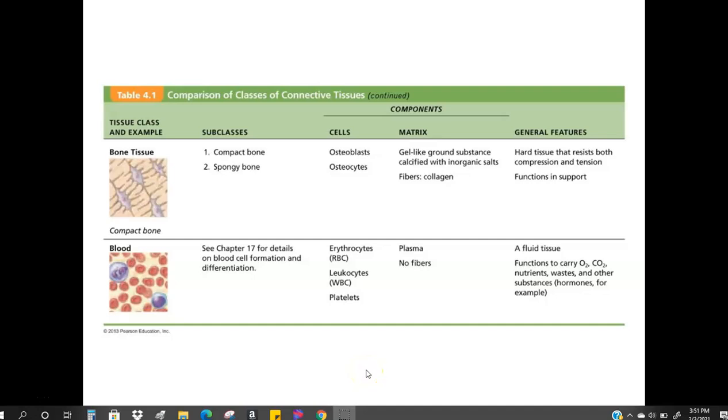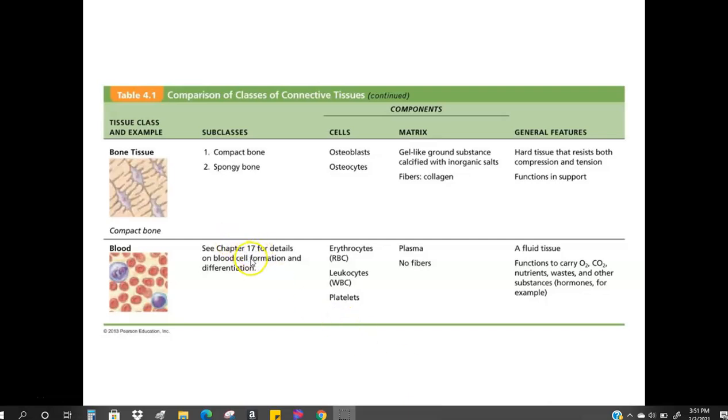This is the last video for the connective tissues. We're going to be talking about blood in this video. Blood and lymph are the only fluid or liquid connective tissues. Again, as far as lab is concerned, you just need to be worried about blood.